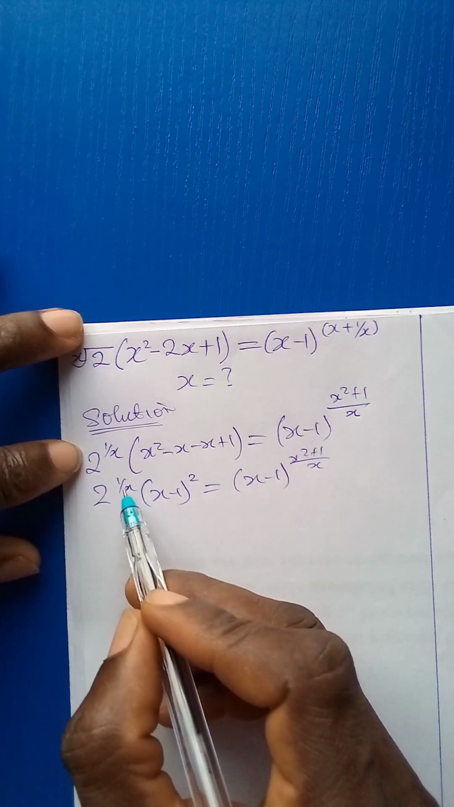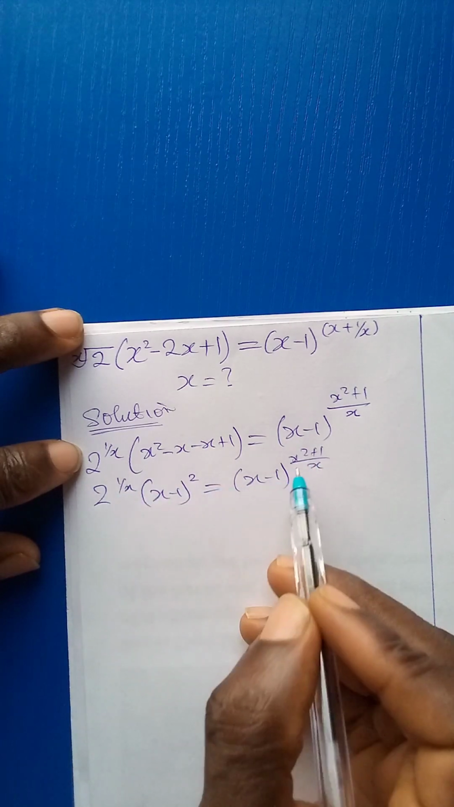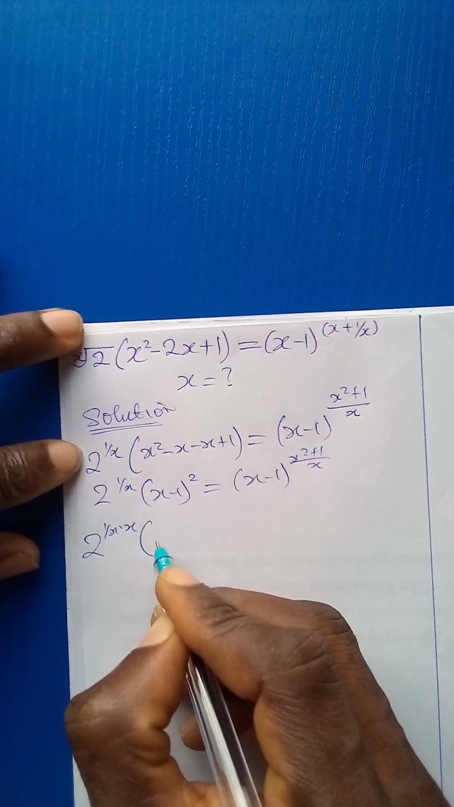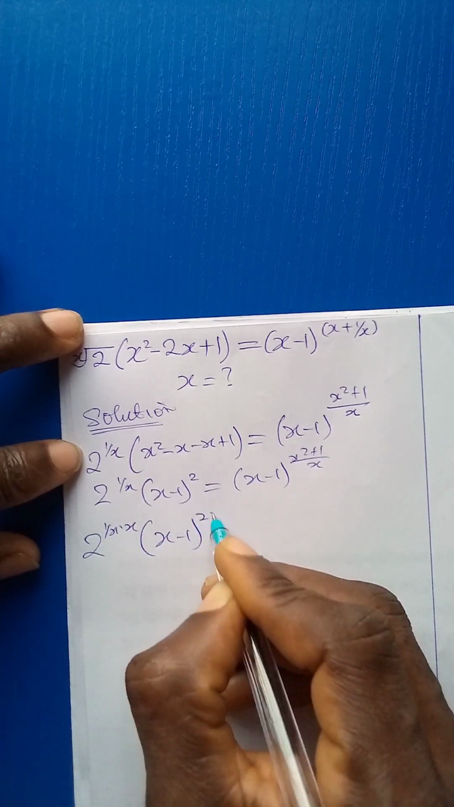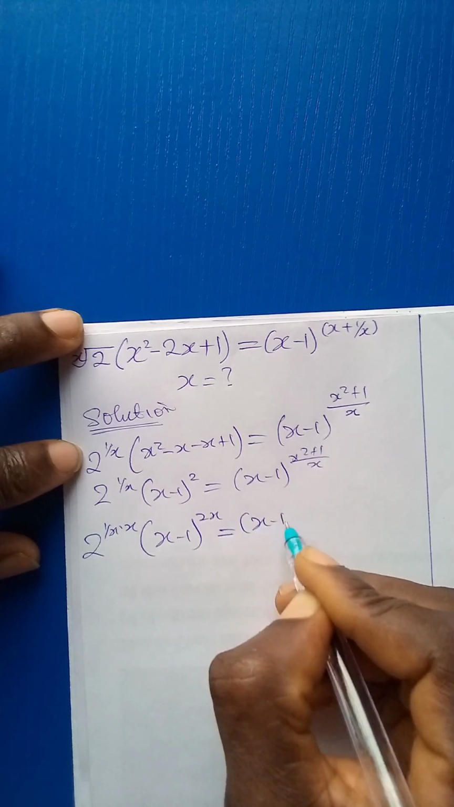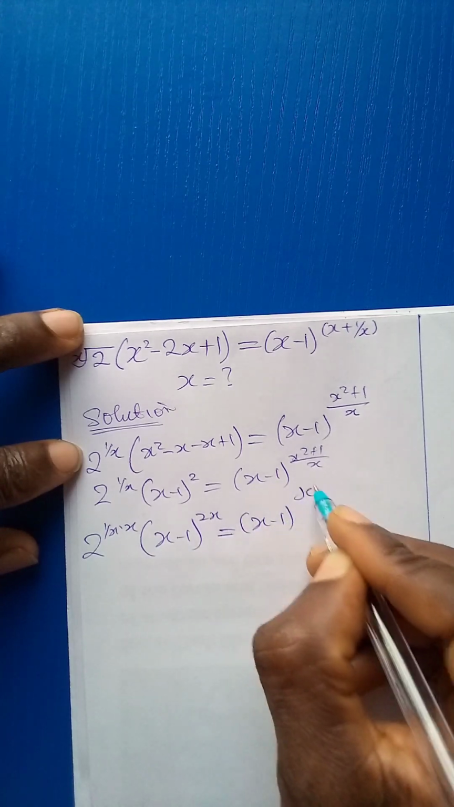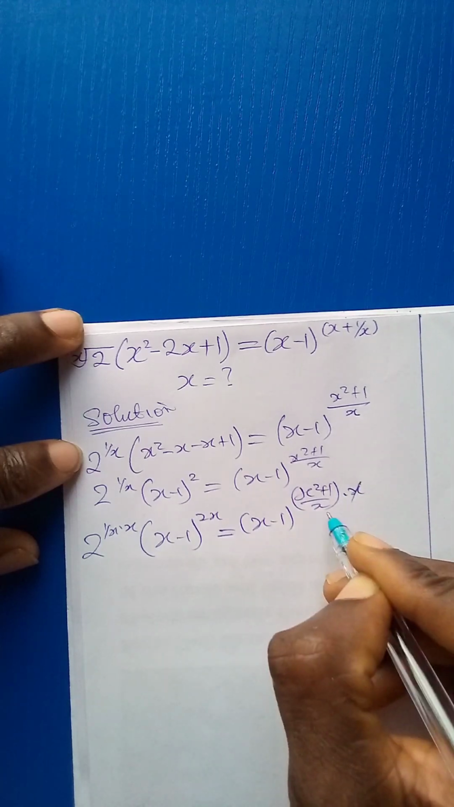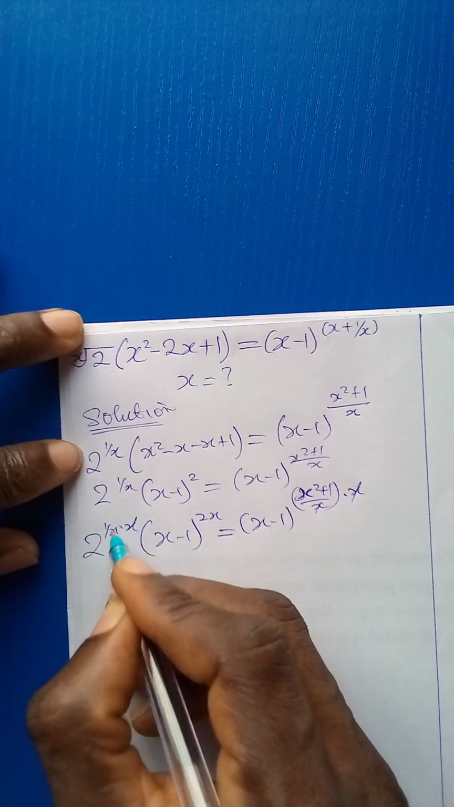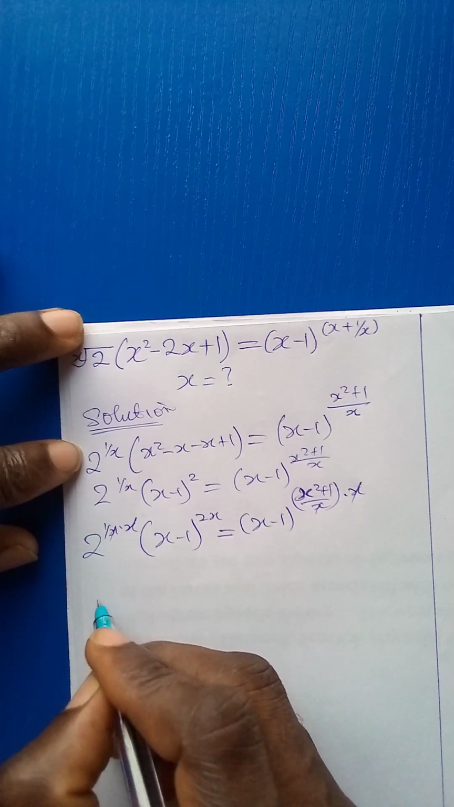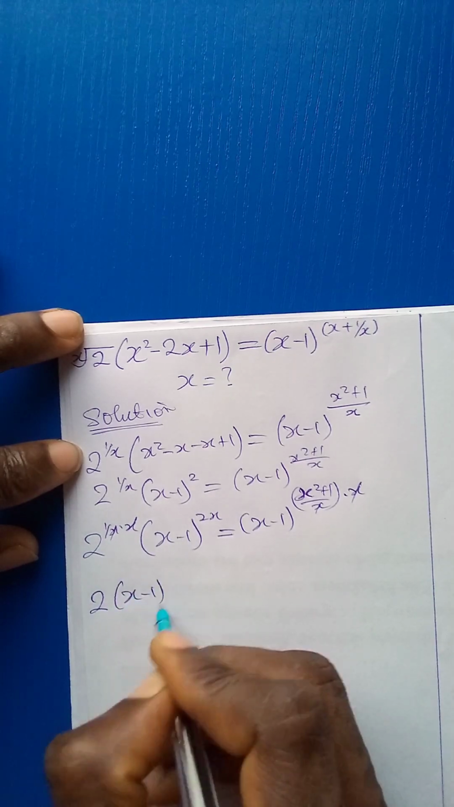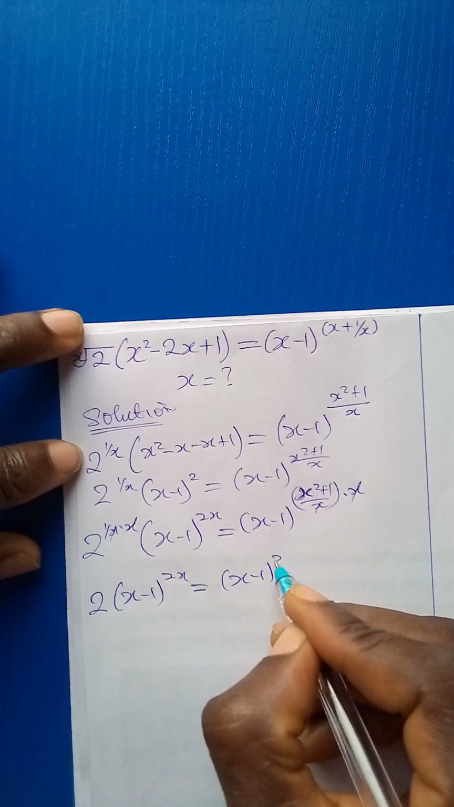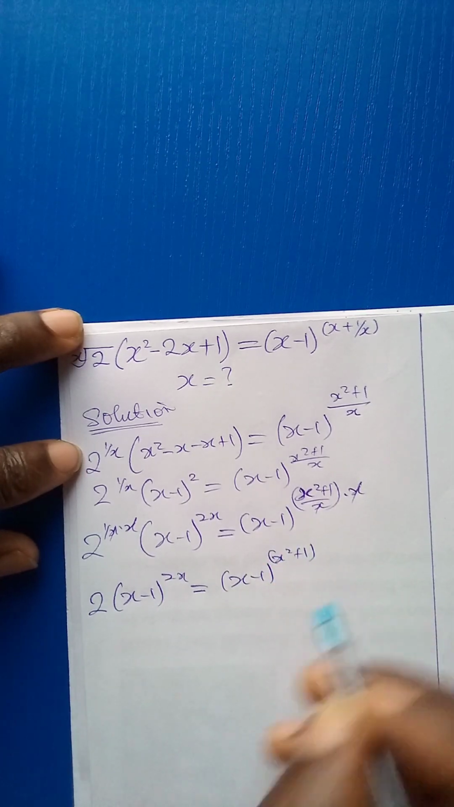So the next thing I will do is to multiply the powers by x so as to clear fractions. 2 to the power 1 over x times x, minus 1 to the power 2x, is equal to x minus 1 to the power x squared plus 1 over x times x, where this and this will cancel out, and this will cancel out. Remaining 2 times x minus 1 to the power 2x is equal to x minus 1 to the power x squared plus 1. Let's put this in a bracket.